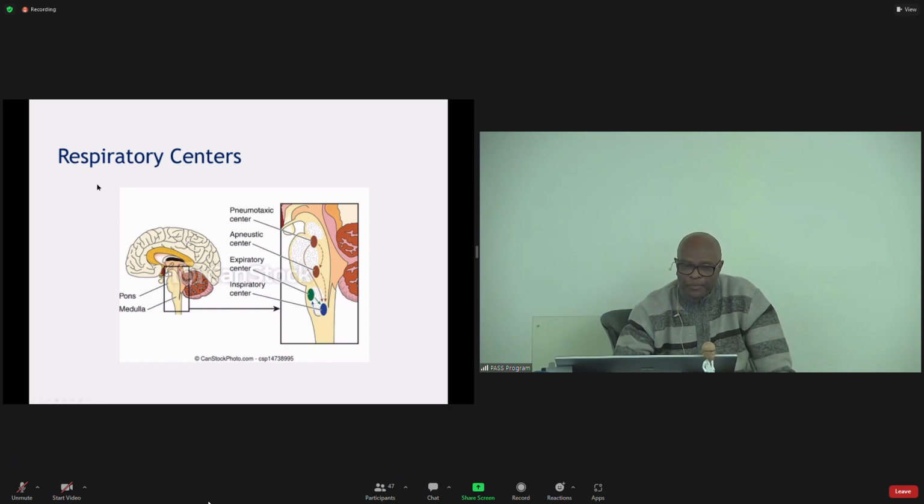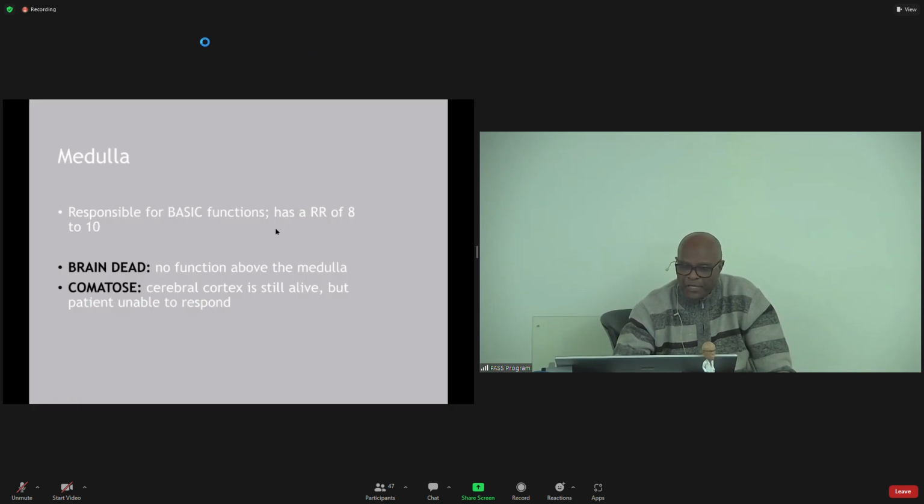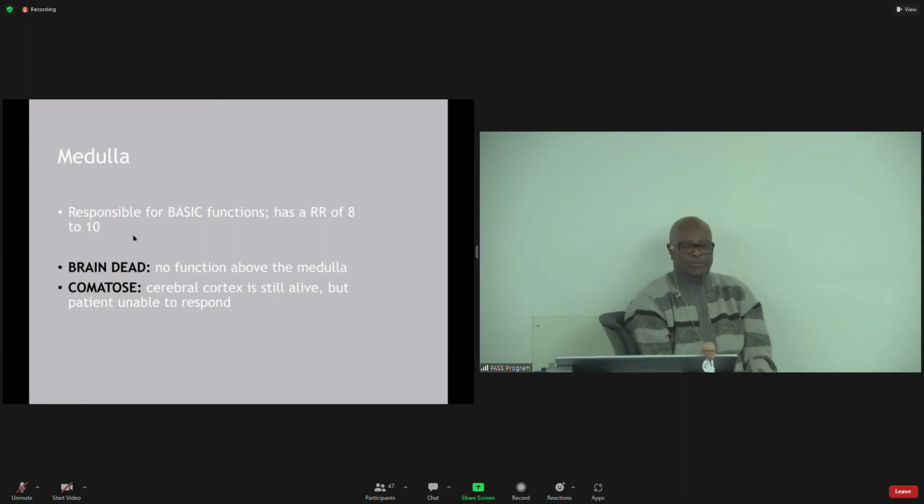All right. The medulla is responsible for your basic functions. It has a respiratory rate of 8 to 10. Is that faster or slower than when you're wide awake? Slower, because we have 12 to 16 when we're wide awake. So if we're breathing much slower when the medulla is the only one working, i.e. when you're asleep, is your PO2 higher or lower? Lower. Everybody following this argument?